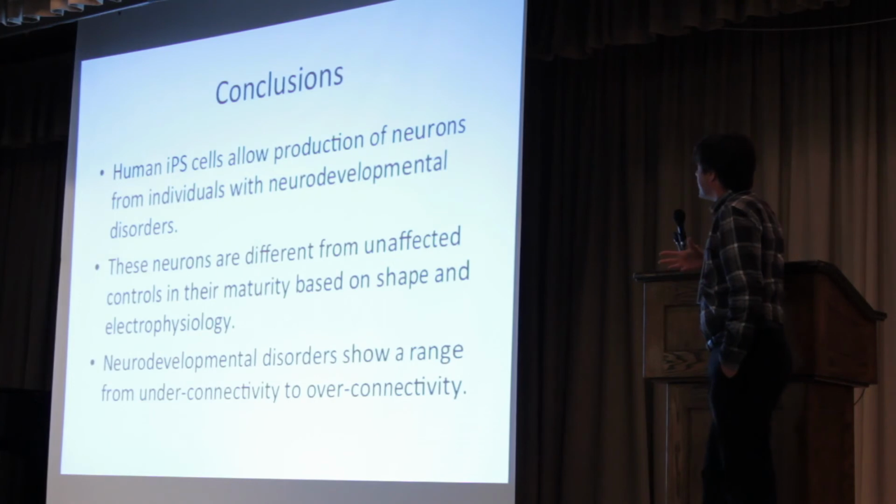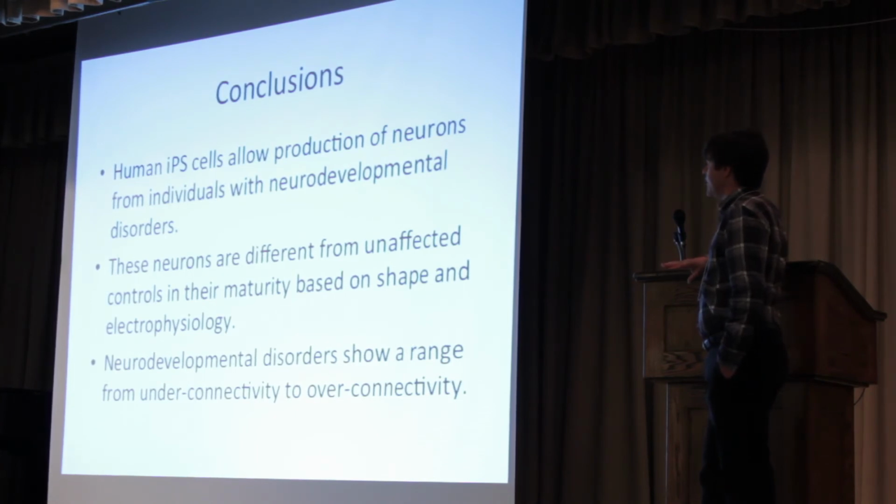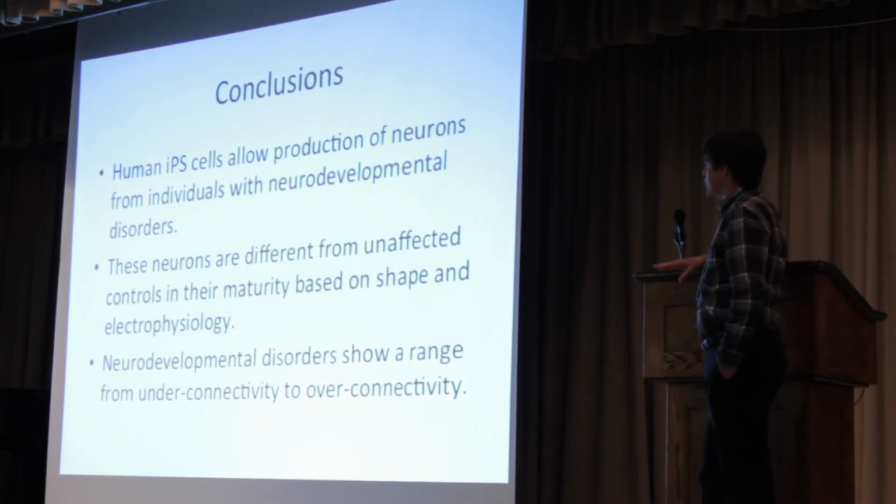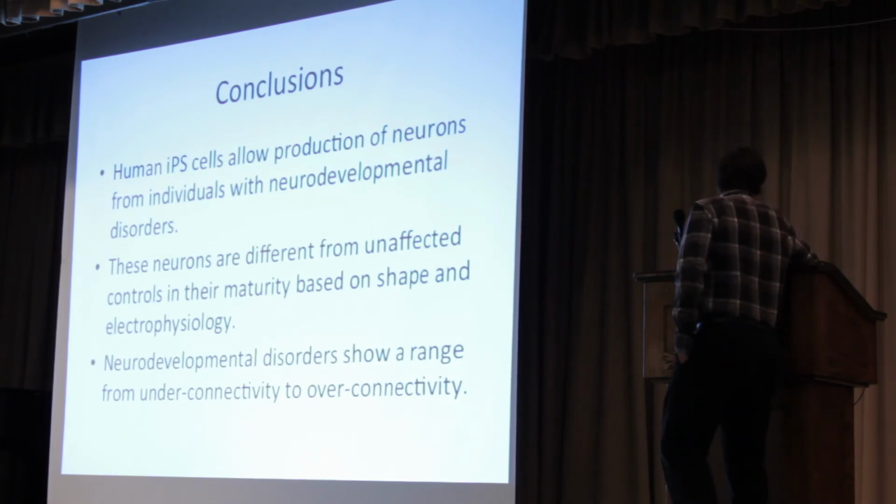So I'll just wrap up with a couple of conclusion statements and some future directions. Human iPS cells allow production of neurons from individuals with neurodevelopmental disorders. We've published the Rett syndrome work. There are a number of other publications on this, very little so far on non-syndromic autism. The neurons that get made this way are different from unaffected controls in their maturity based on shape and electrophysiology. And we think that the neurodevelopmental disorders show a range from underconnectivity to overconnectivity.